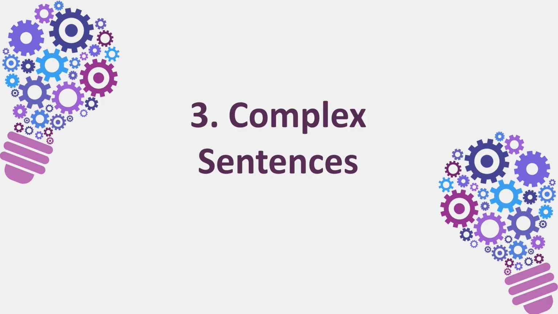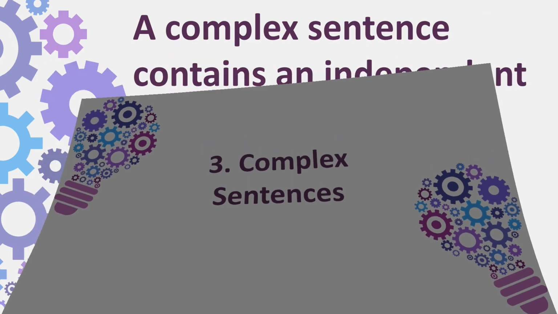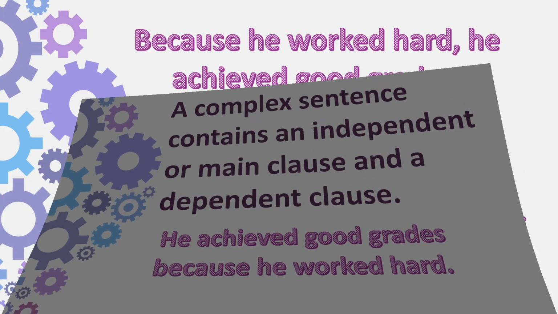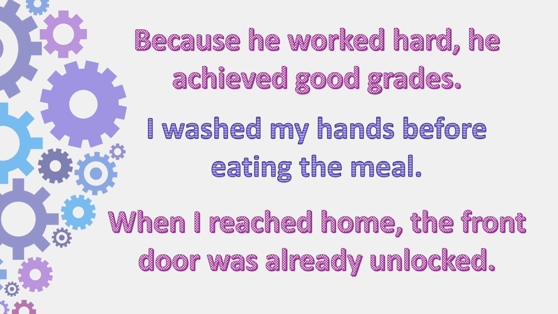The third type of sentence is the complex sentence. A complex sentence contains an independent or main clause and a dependent clause. He achieved good grades because he worked hard. The first clause, he achieved good grades, is an independent clause, and the second clause, because he worked hard, is a dependent clause. Let's look at more examples. Because he worked hard, he achieved good grades. Now, when we have the dependent clause in the beginning of the sentence, we put a comma after it.